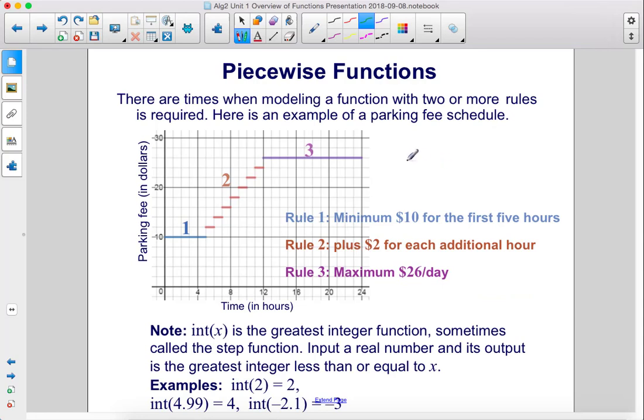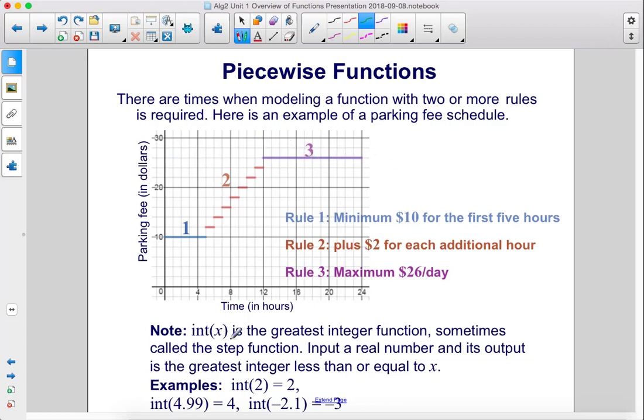Here's an example of a parking fee schedule. Rule 1, minimum $10 for the first 5 hours. Rule 2, add $2 for each additional hour. Rule 3, maximum $26 a day. So once we hit 26, we just draw a flat line for the third piece.